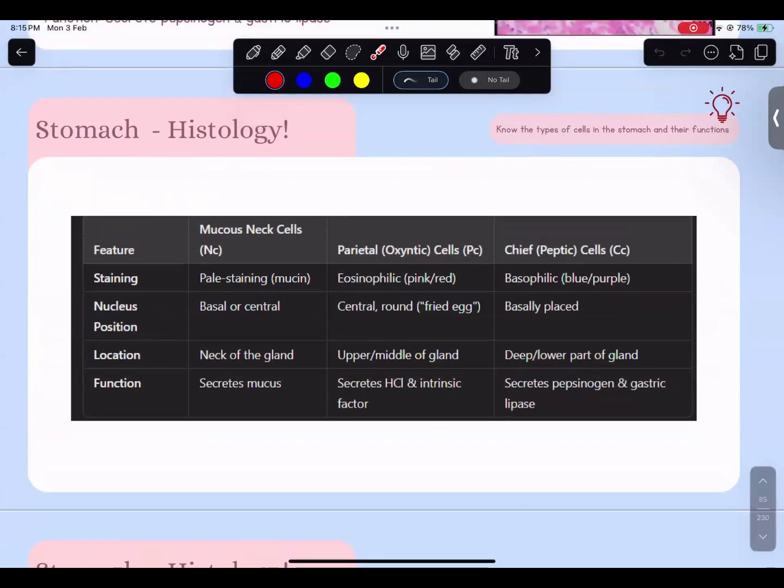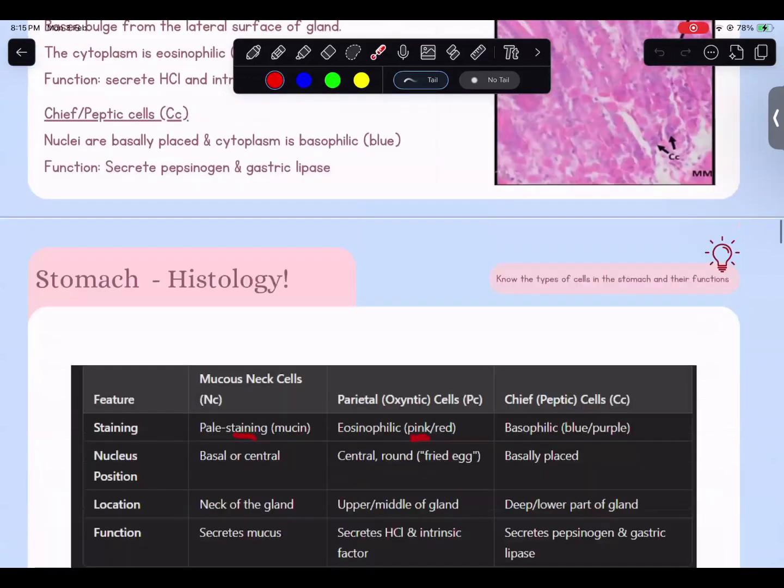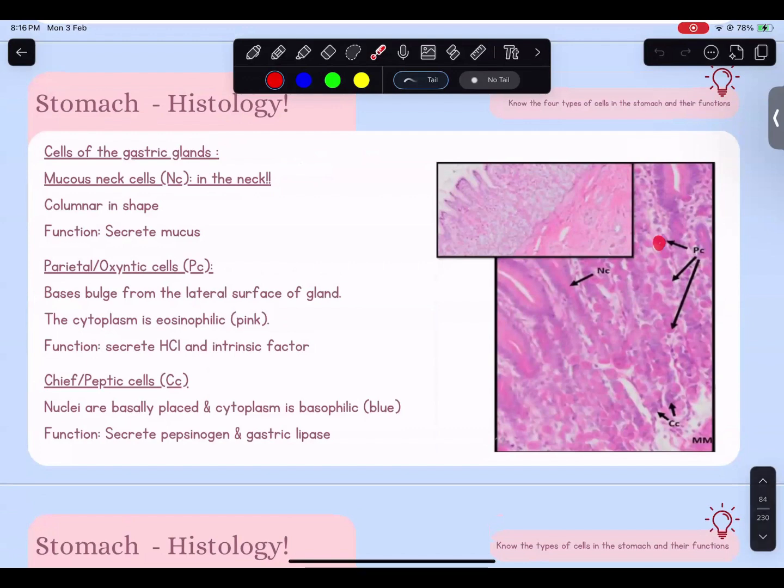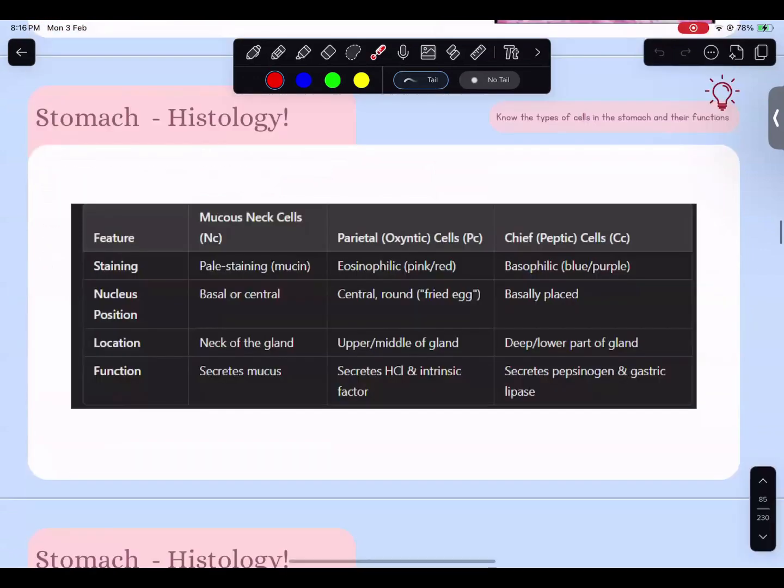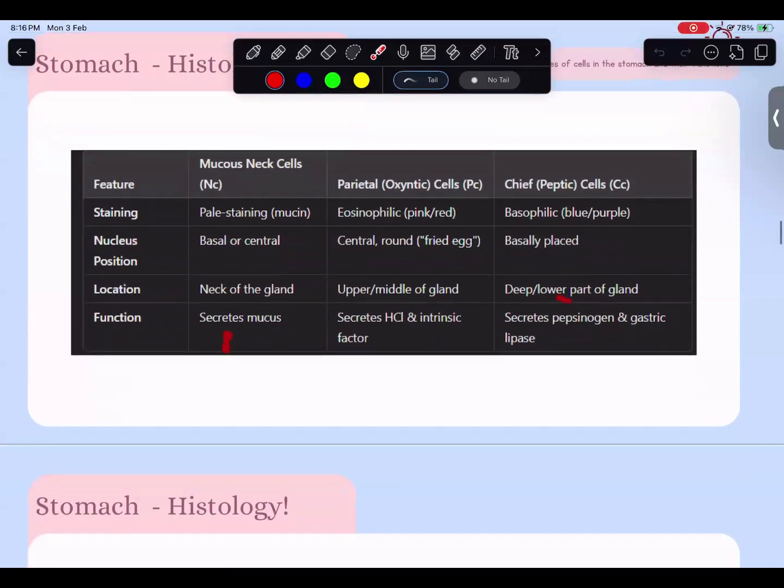This is just a distinction between each of these cells and what they're going to look like. Parietal cells are going to look pink. So you can see here, they're just going to look pink, whereas chief cells are going to look purple bluish. Parietal cells also have a fried egg appearance. And these are in the neck of the gland. These are in the upper or the middle, and these are in the deep. And then what they secrete, very important.